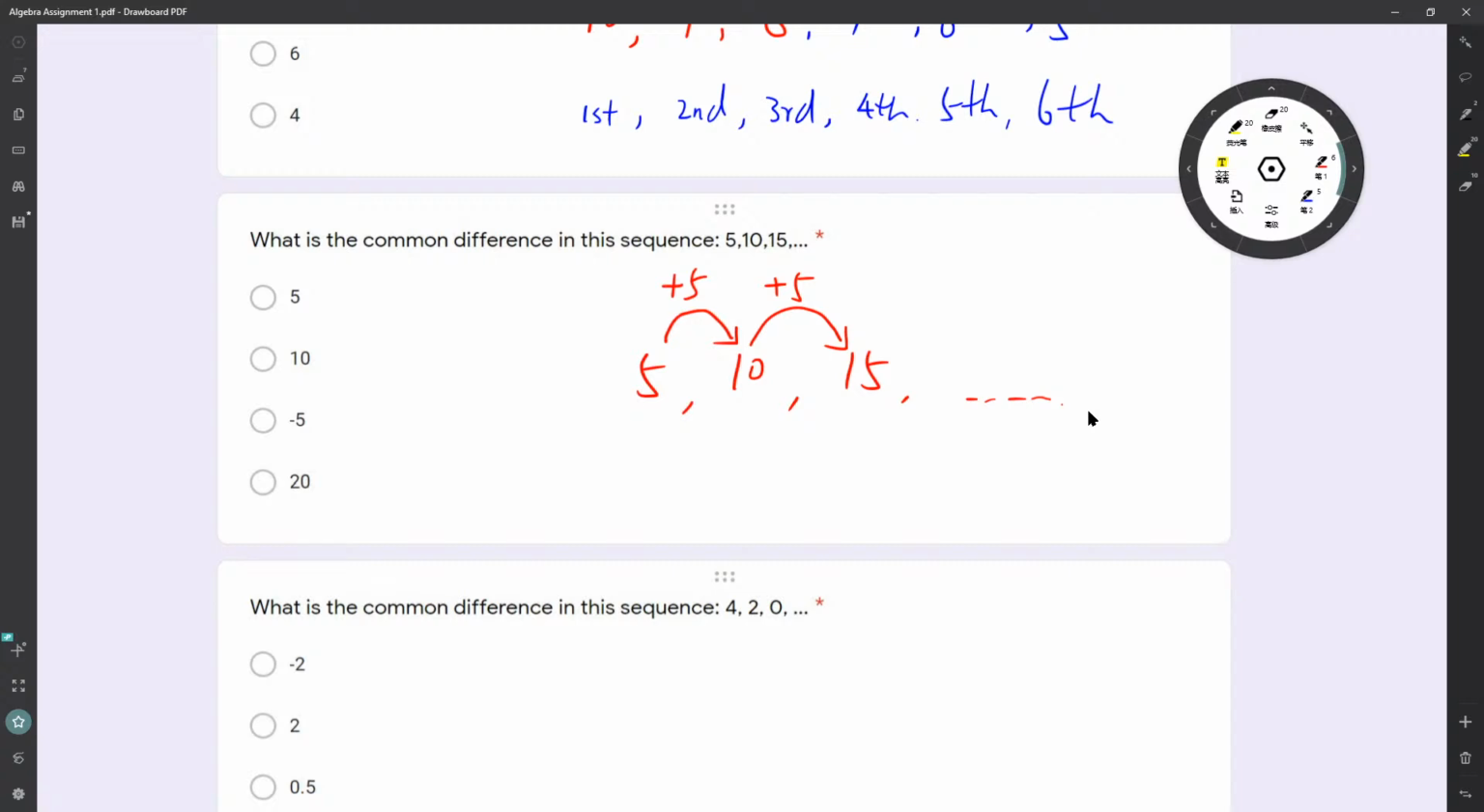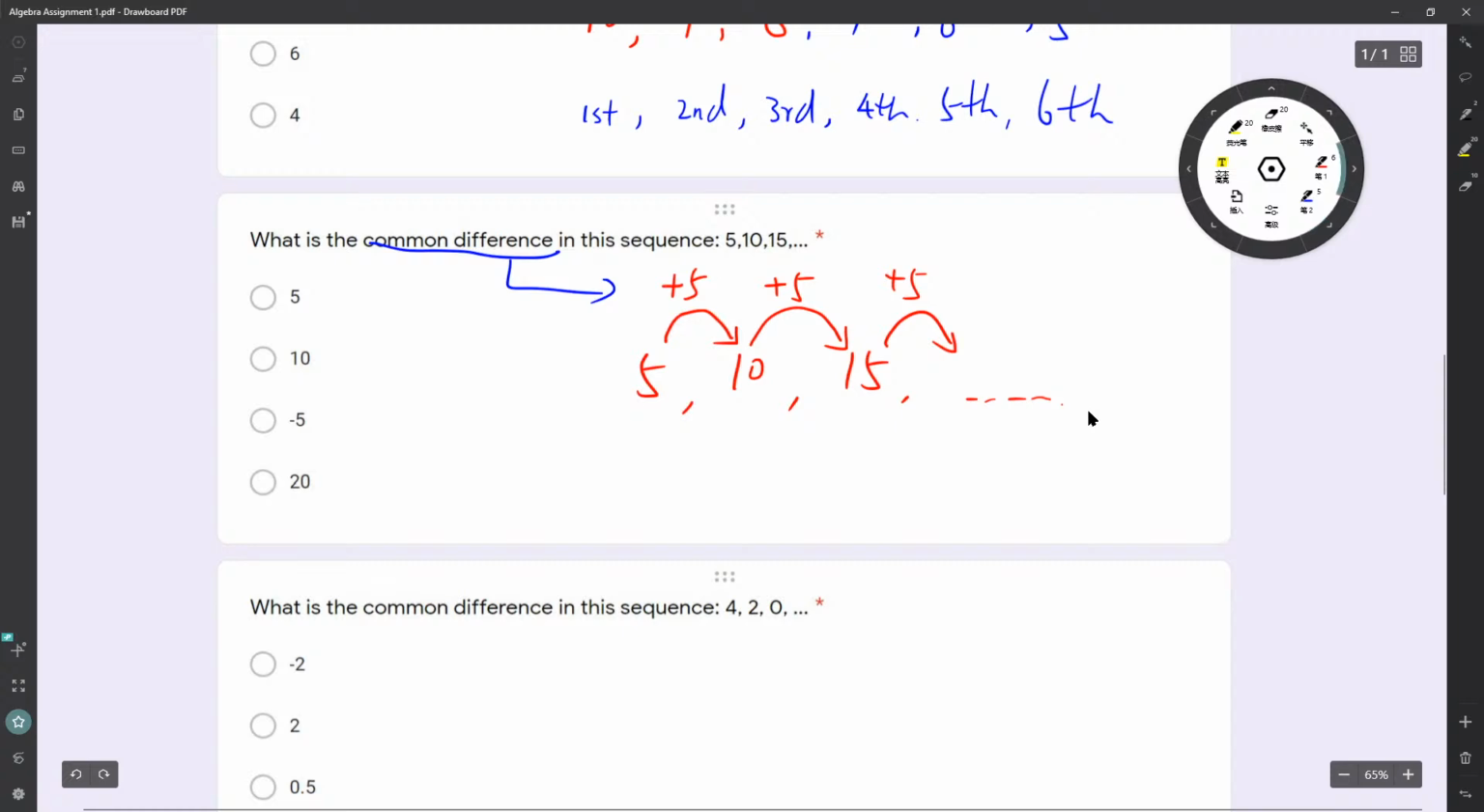So we can say, we predict this is a pattern. So the pattern is add 5 each time. Therefore, between the two consecutive terms, between 5 and 10, the difference is 5. Between 10 and 15, the difference is 5. And we can predict between 15 and the next term, the difference is 5. Therefore, we say the common difference is 5.